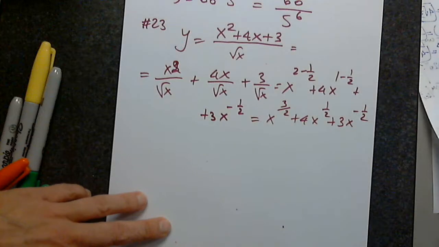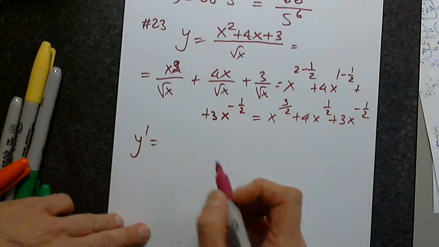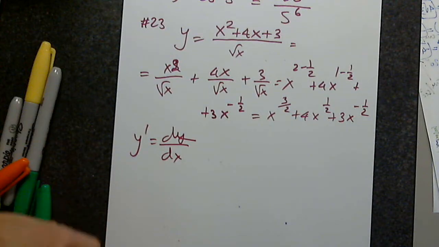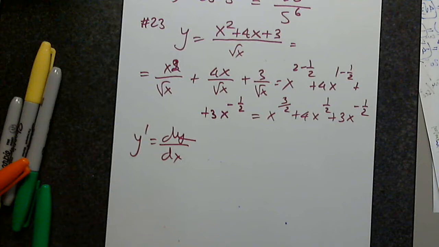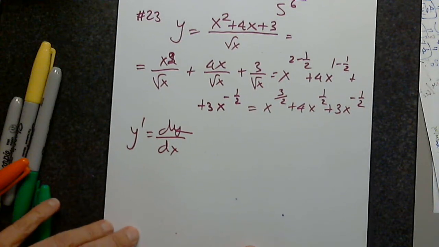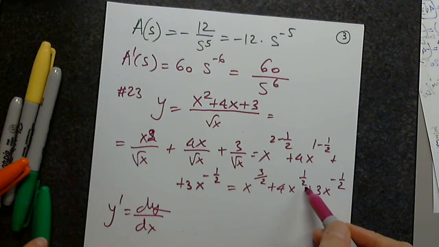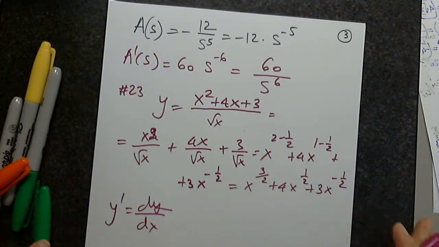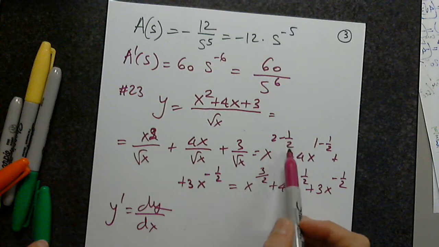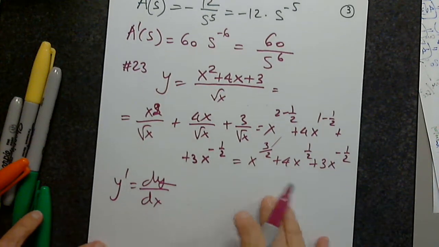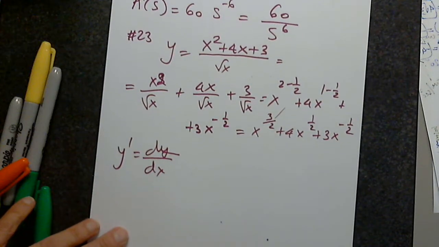So now I'm ready to find y prime or dy over dx. Please get used to both notations. So this is going to be, is that 4x? 1 minus 1/2 is 1/2. Oh, yeah. Right. That's okay. I'd rather go back. 2 minus 1/2, it's 3/2. 1 minus 1/2 and negative 1. Is this okay? Everything else?